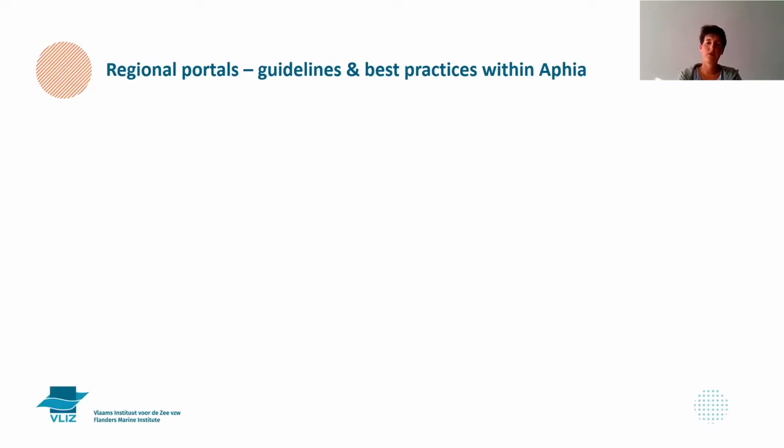Now, if we look at regional portals, I showed that we already have a few. And if we work with regional portals, there's a number of guidelines and best practices within AFIA that can be taken into account. Now, first of all, a regional portal starts with a question. A regional portal can actually be a region, or it can be a nation, or it can be a part within a nation or a country. So you can look at regional in a very broad meaning. It all starts with a question. And the question is mostly, which species are specific to my country or my region?